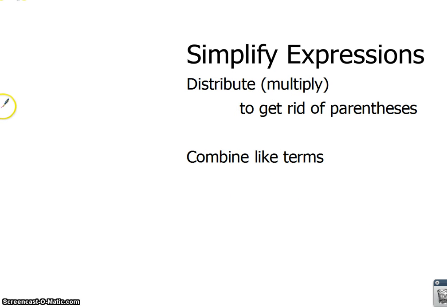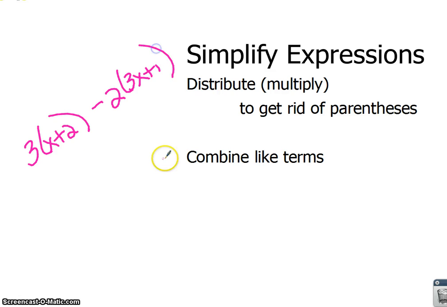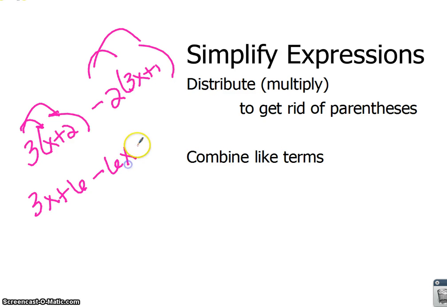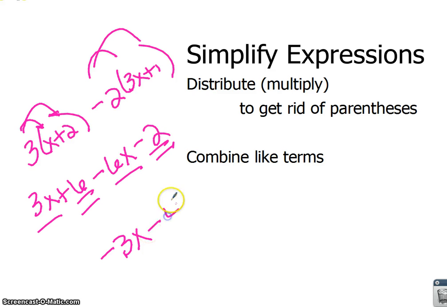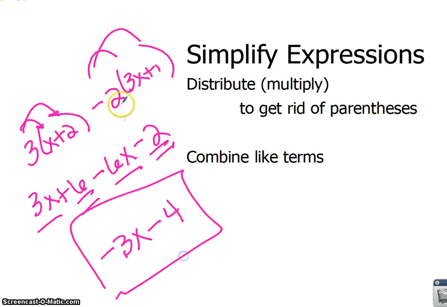To simplify, you're going to distribute or multiply to get rid of your parentheses, and then combine like terms. For example, if you had 3 times (x plus 2) minus 2 times (3x plus 1), you would distribute and get 3x plus 6. You would distribute and get minus 6x minus 2. Then you go find your like terms. 3x minus 6x is negative 3x. 6 minus 2 is 4. This would be your answer.